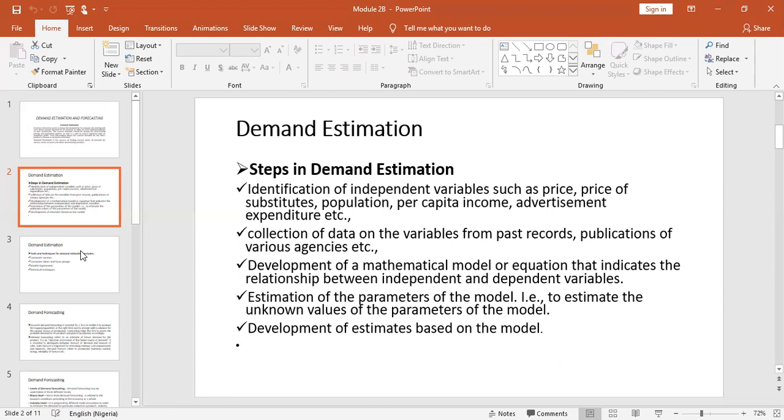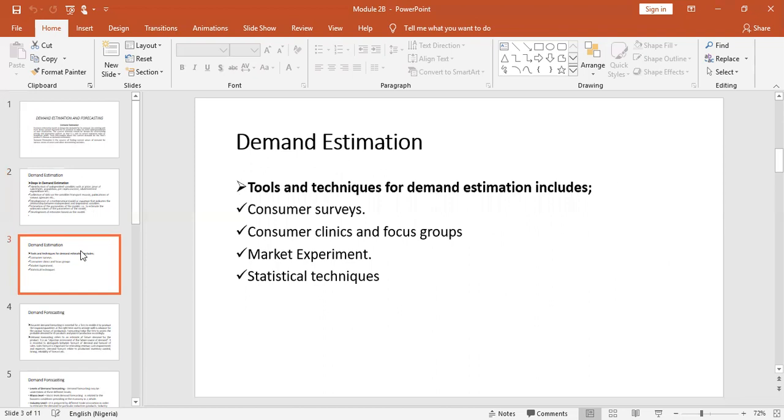Now, tools and techniques for demand estimation include consumer surveys, consumer clinics and focus groups, market experiments, and statistical techniques. Now, we will take these one after the other. These are the tools, the mechanisms used for actually doing a demand estimation for a product.